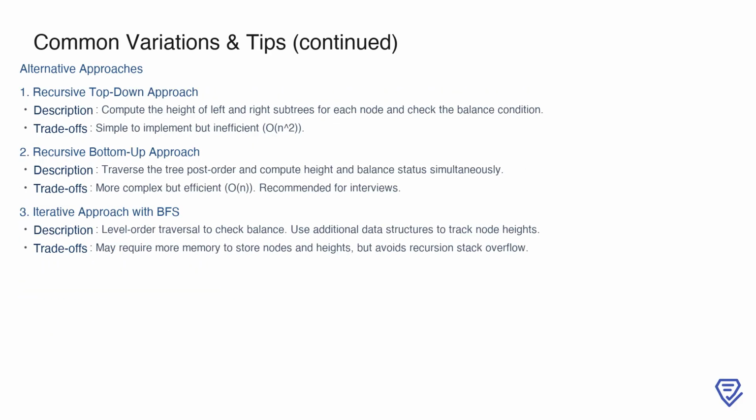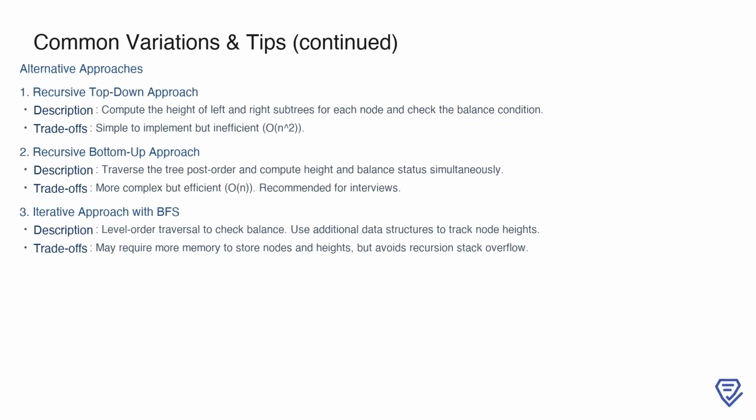Now let's look at some alternative approaches for solving the problem of determining whether a binary tree is balanced. The recursive top-down approach involves calculating the height of the left and right subtrees for each node and then verifying the balance condition. This method is straightforward to implement, but it's inefficient, with a time complexity of O(n squared), because the height of subtrees is repeatedly recalculated.